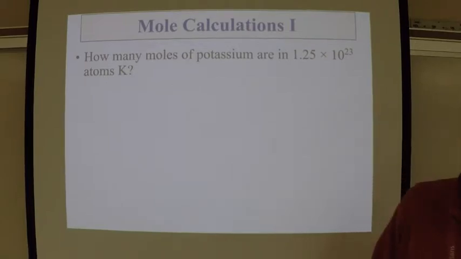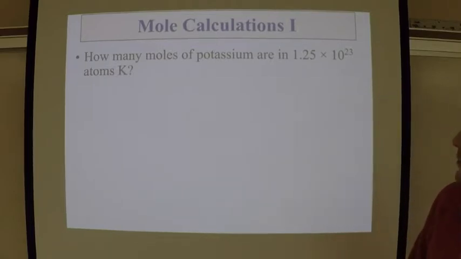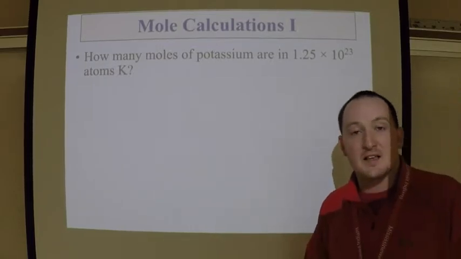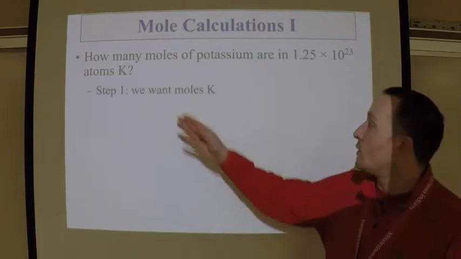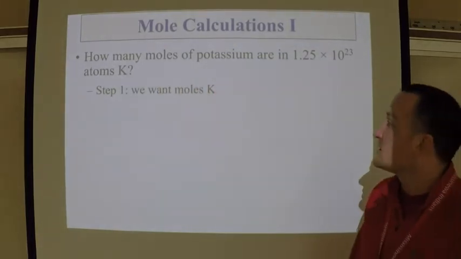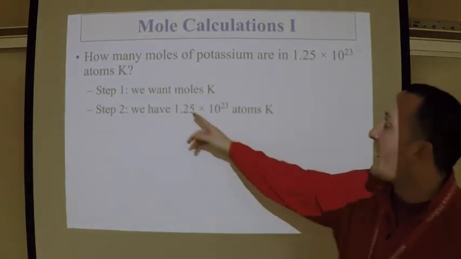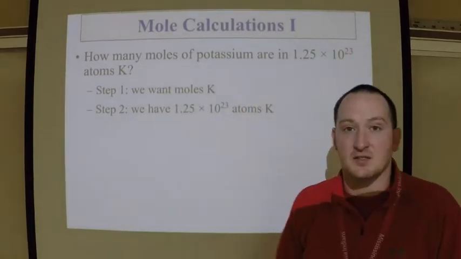So another problem we're going to look at is how many moles of potassium are in 1.25 times 10 to the 23rd atoms of potassium. Well, again, what are we asked for, what are we given, and how do we get there? So the first thing is we want moles of potassium. How do I know that? Because it said how many moles of potassium. Step 2, we have 1.25 times 10 to the 23rd atoms of potassium right here. That was given to us.